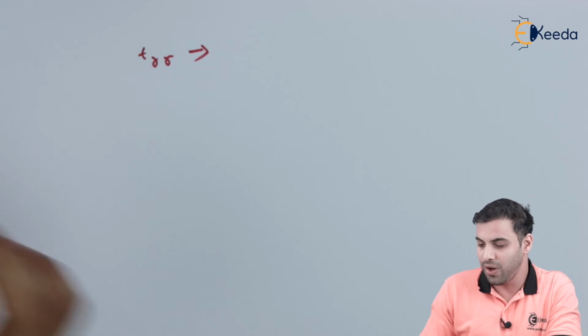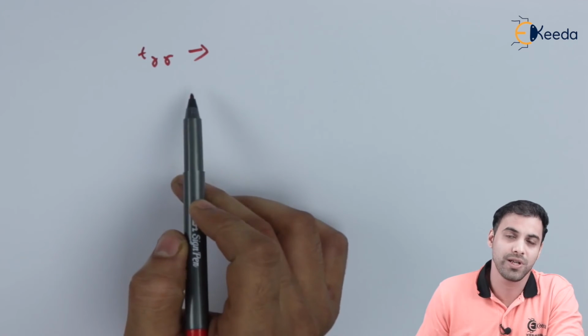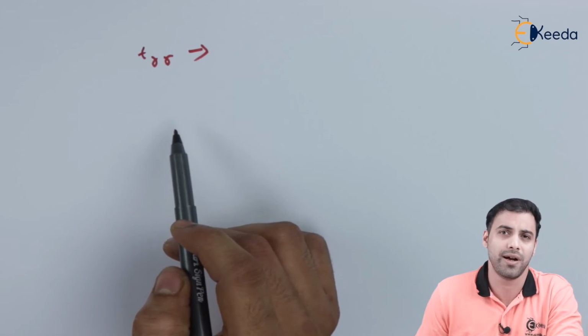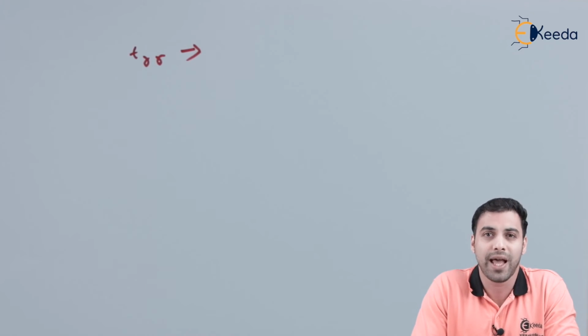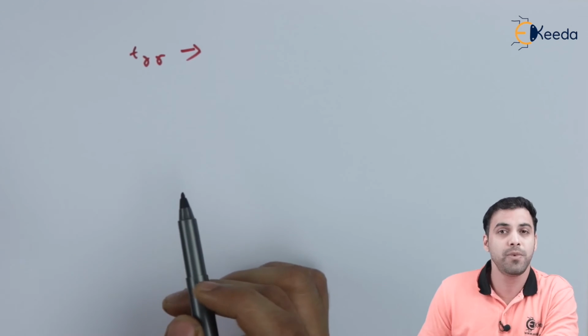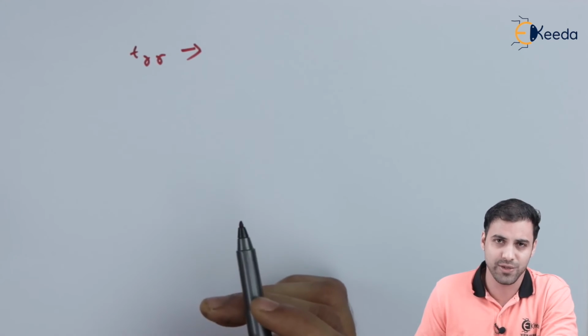So friends, you can see, if the reverse recovery time TRR is more, that means reverse recovery current is more or the diode is slow. If the reverse recovery time is low or small, the diode is fast. So friends, for a general purpose diode, the reverse recovery time is 25 microsecond, as we discussed.